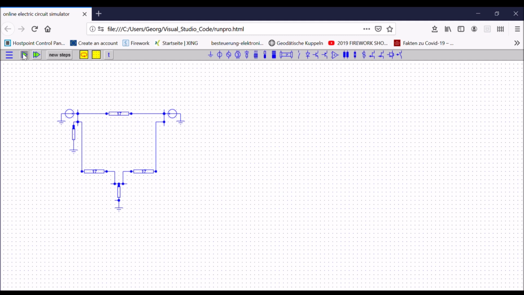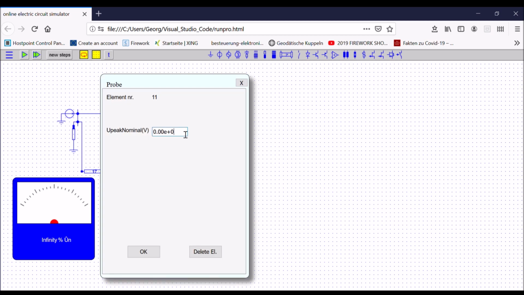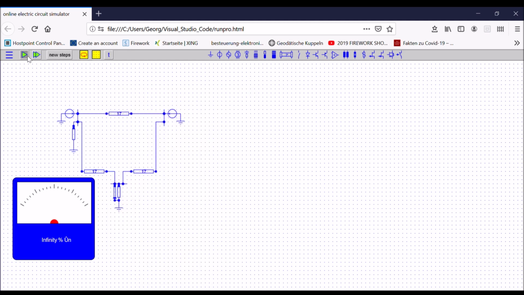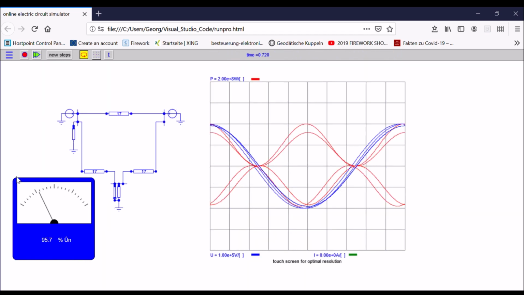First, let's have a look at how much less this voltage is. In order to measure the voltage, I connect a probe in parallel to this resistance, and I set the probe at the target voltage at this point, which is a 200 kilovolt peak. And now I can measure the voltage at this point. You see, I have only 96% of the nominal voltage, and I need now to increase the voltage at this point. I have two options to do that.